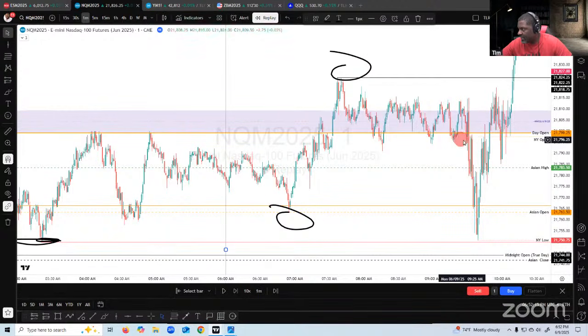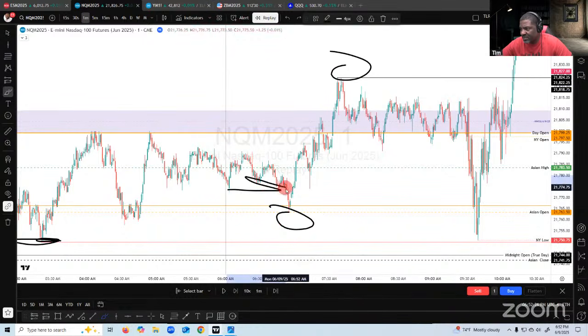Coming into 9:30, the New York Open here. This is the New York Open. This is the lowest low, and this is the highest high of after 6 p.m.